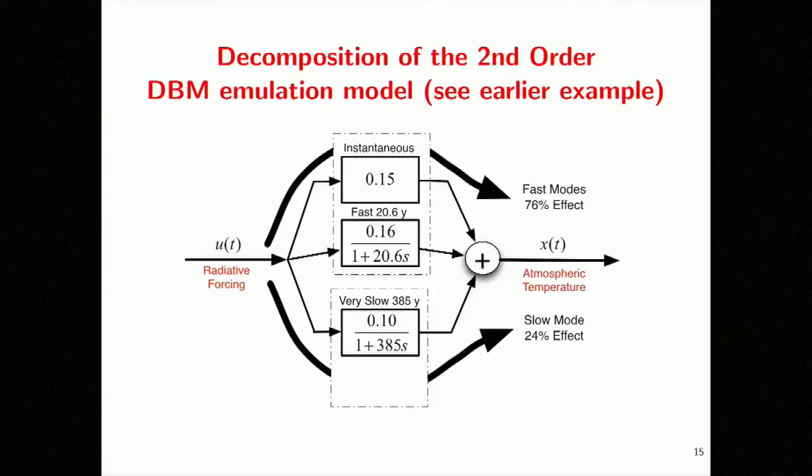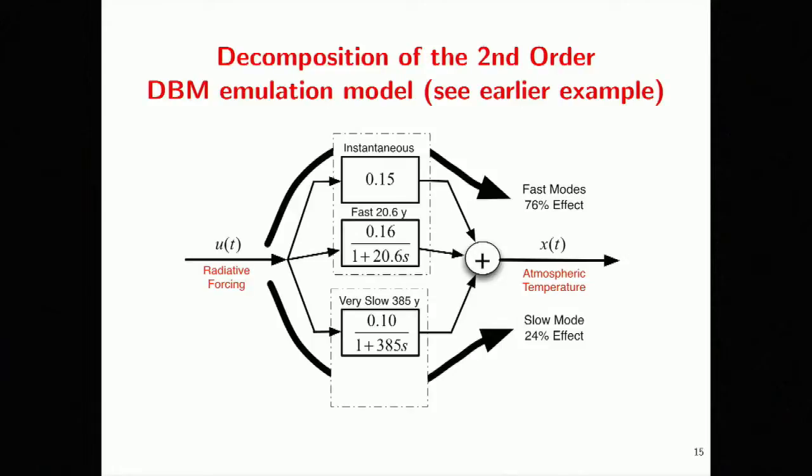Now we can break this model down because the transfer functions decompose. And additive transfer functions mean in parallel. So the radiative forcing comes in, and you can see it broken down into an instantaneous effect, a fast effect, and a slow effect. Now, the fast effect, these two together, they describe 76% of the effect. And the slow one, only 24%.